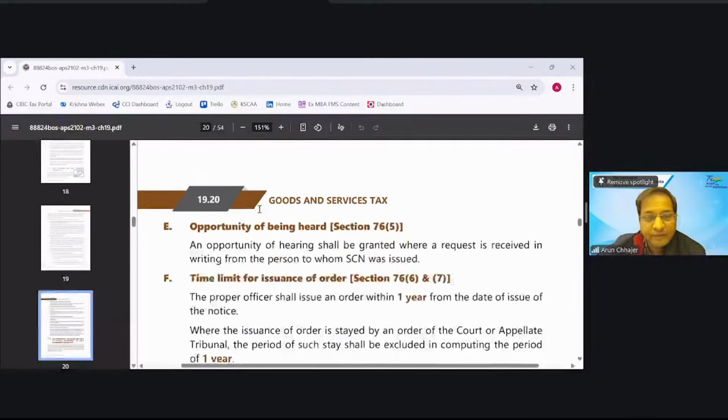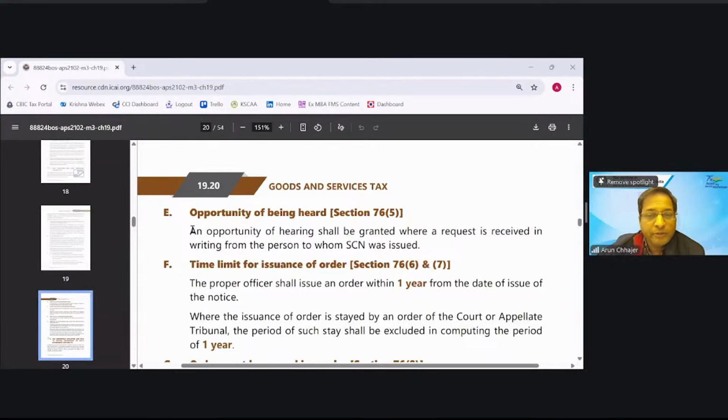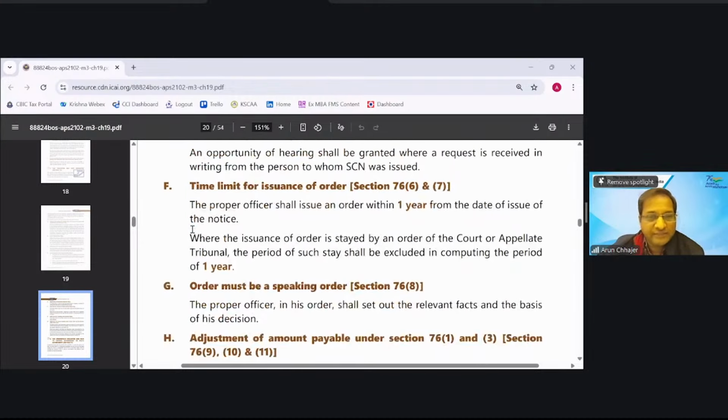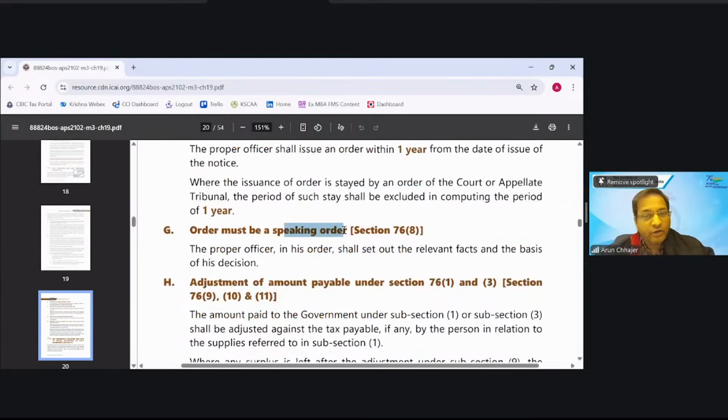Okay. Opportunity of being heard. Opportunity shall be granted where a request is received in writing from the person to whom the SCN was issued. So opportunity of being heard, natural justice. Time limit is within 1 year from the date of issue of the notice. Where the issuance of the order is stayed by the court, tribunal, etc., then such stay will be excluded. Same provision was in 74A. Order must be a speaking order. Normal point.